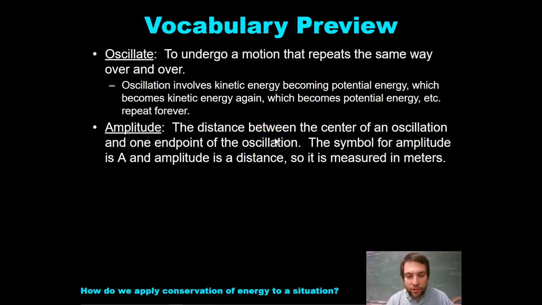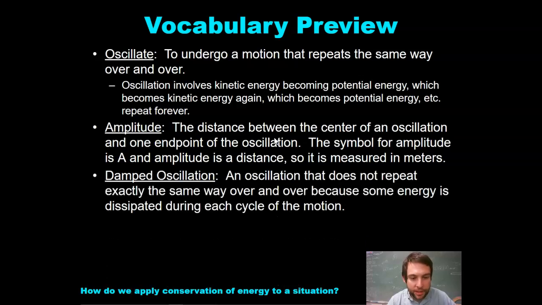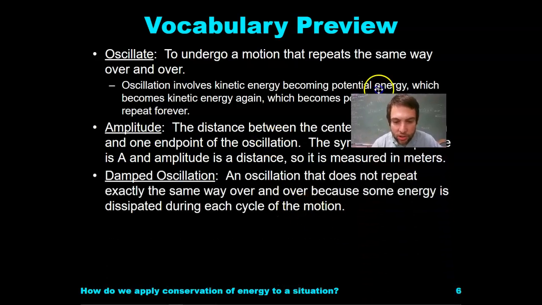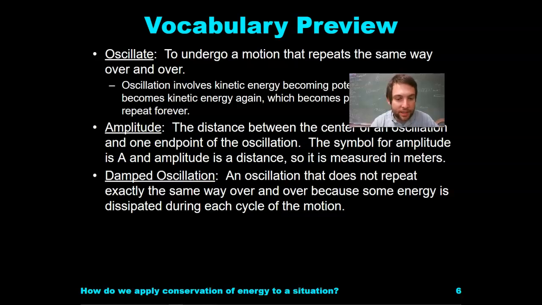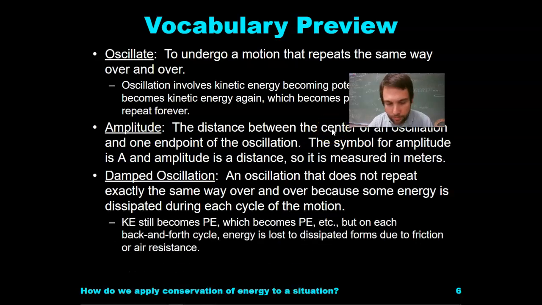Amplitude is the distance between the center of an oscillation and an endpoint of the oscillation. The symbol for amplitude is A, and amplitude is a distance, so it's measured in meters. Dampened oscillation: an oscillation that does not repeat exactly the same way over and over again because some energy is dissipated during each cycle of motion, often by an external force. So kinetic energy will still become potential energy, which will then become kinetic energy, and back and forth, but energy is lost because there's something stealing that energy.